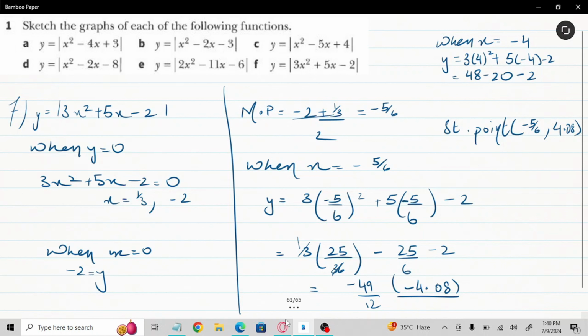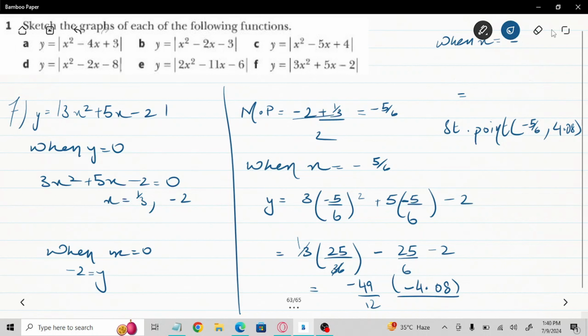If I'm not wrong, yes. And then similarly, 48 minus 20 minus 2. That's going to be 26. Whatever, it's a big value. I'm going to take when x equals -3. It's much better for now. I'm going to take when x equals -3.